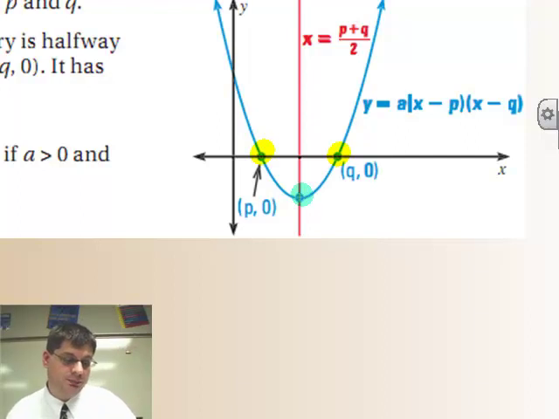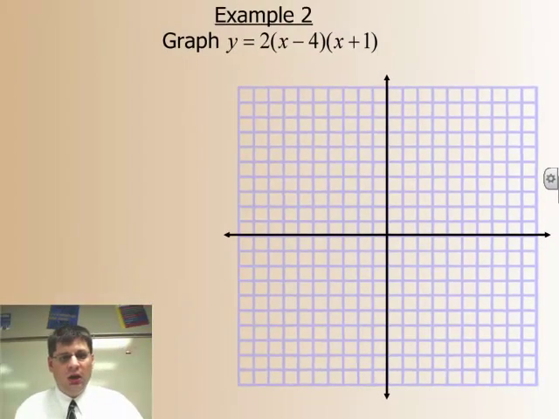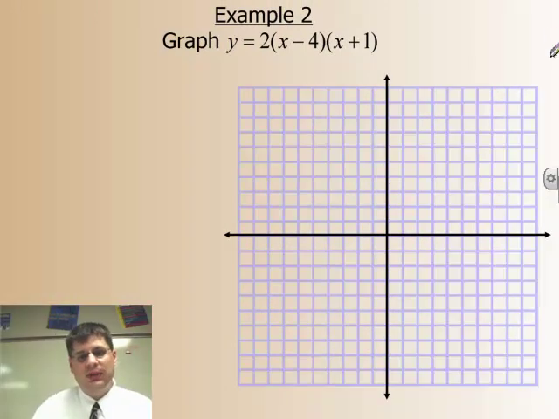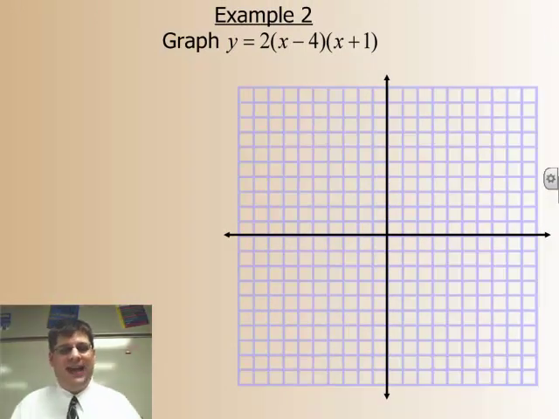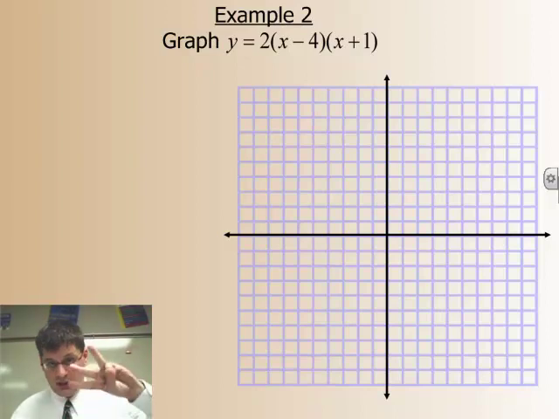Let's graph one. So we're going to graph y equals 2(x − 4)(x + 1). This is the only one of the three where I'm not going to ask for 5 points. Instead I'm going to ask you to graph just 3 points, and I'll be happy with that. Those 3 points include the intercepts and the third point being the vertex.